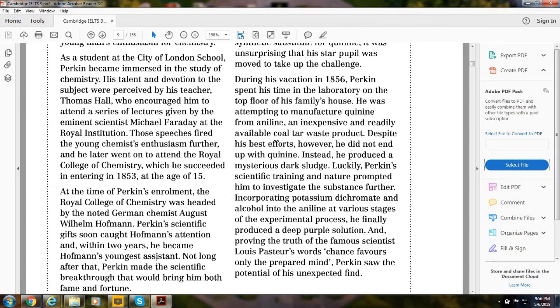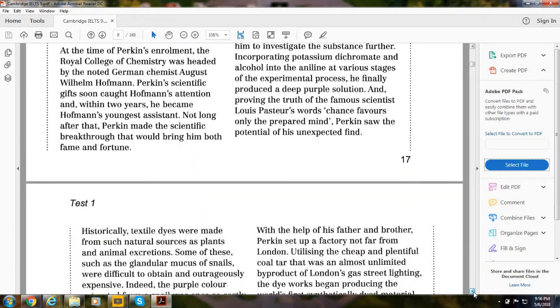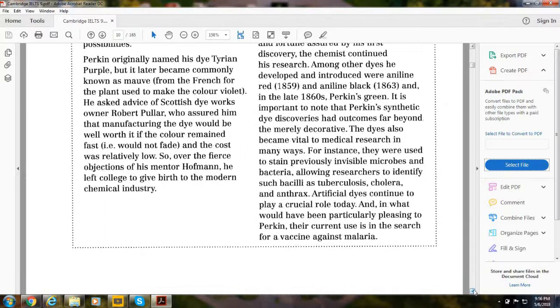Now basically the question was saying something else. It was totally opposite. It was saying that Perkin hired William Hoffman as his assistant. Here it is saying that Perkin was the student, but William Hoffman hired Perkin as his assistant. So that is actually what they are trying to trap you with here. Don't get into these traps. You just got to close your eyes and hit the button false for this question.